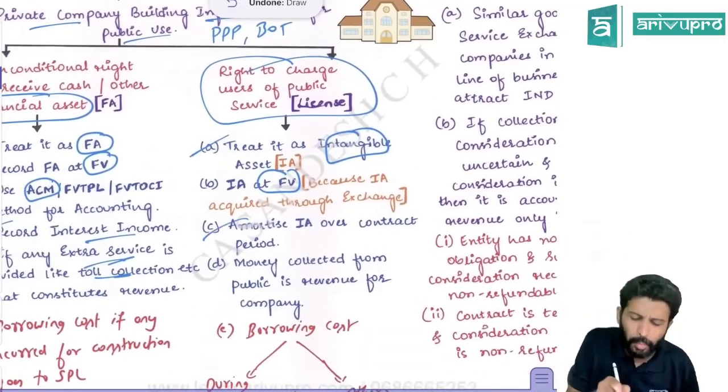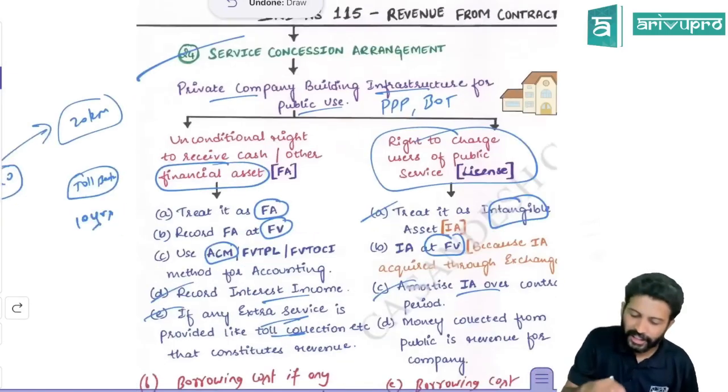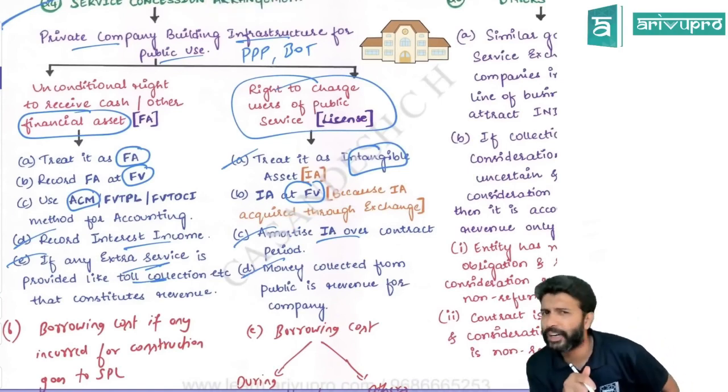And this intangible asset will be amortized. Here, you have a right to collect the toll for how many years? 10 years. That means this intangible asset will be amortized in my example over 10 years. And later on, the private company will go on collecting toll from the public.